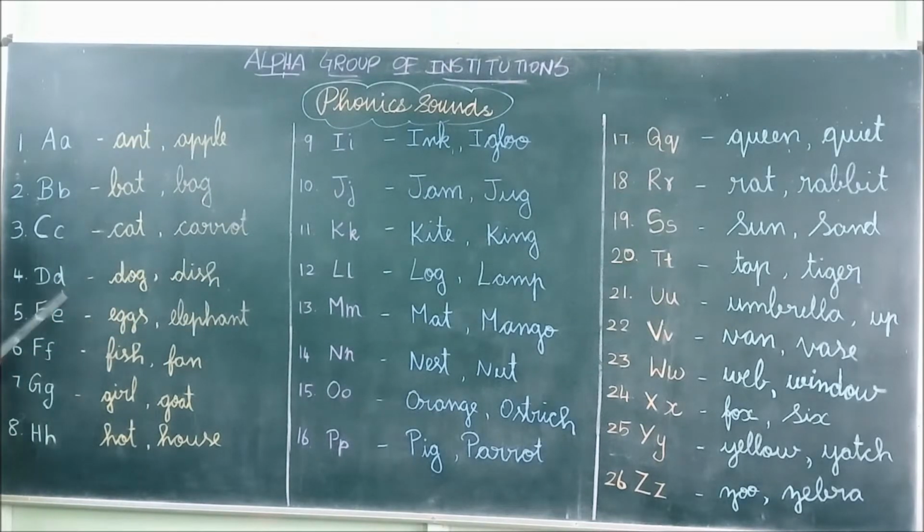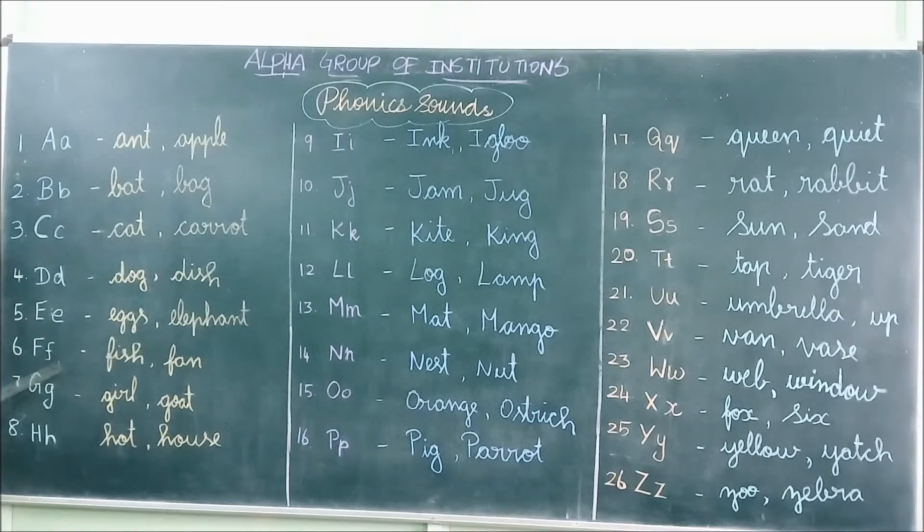And this one is d. Dog, dish. D-O-G, dog. D-I-S-H, dish. This sounds as d. And this one is e, as in egg, elephant. So how do you say this? This sounds as e.